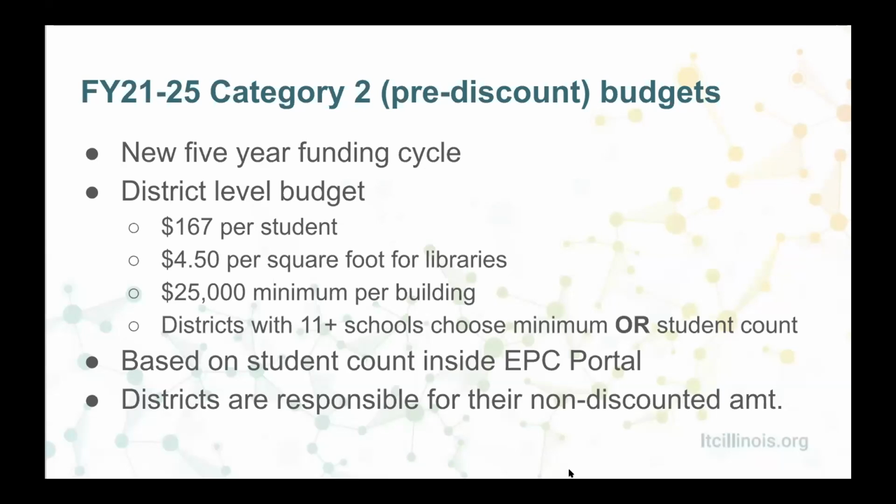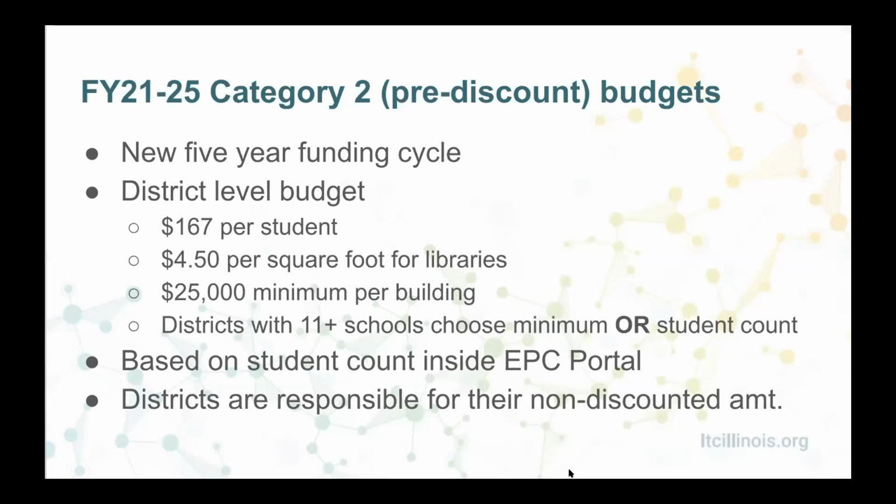Also, districts that have 11 or more school buildings. So with 10 and fewer school buildings, you will get to choose building by building and then add it together. I'm going to do an example on the next slide. But those who have 11 school buildings or more, so our larger school districts with 11, 12, 22, 100 school buildings, will determine whether they're going to do the student count or whether they're going to do the minimum per building. So you can kind of calculate which one works best for you, and you have to indicate that for all of your buildings in the district.